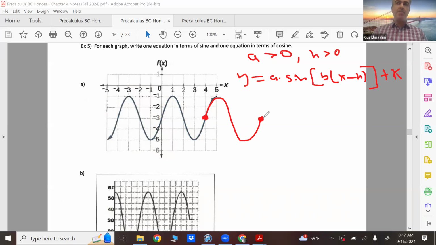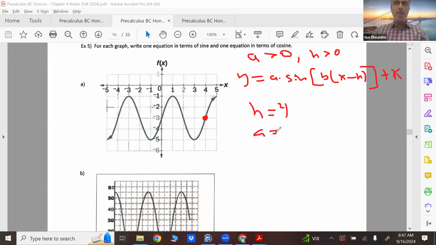Now, if I said A has to be negative and H is positive, then I can start here and go down then up. So you have to be mindful about that. So I'm forcing you guys to think a little more critically about it. So I'm going to start here. So what's my H value then? I'm starting there. How far did I shift to the right? 4. Good.